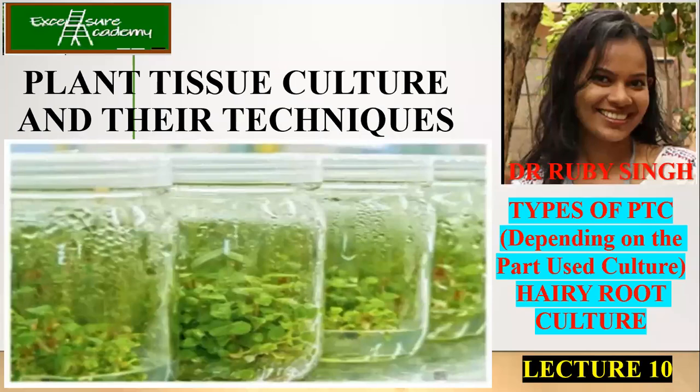So today we are going to do lecture 10, plant tissue culture. Today we are going to talk about the types of PTC depending on the part used for culture. From the previous 2-3 lectures, we were talking about how the different parts of the plants are used in order to carry out plant tissue culture, right? So in this session we are going to talk about hairy root culture.